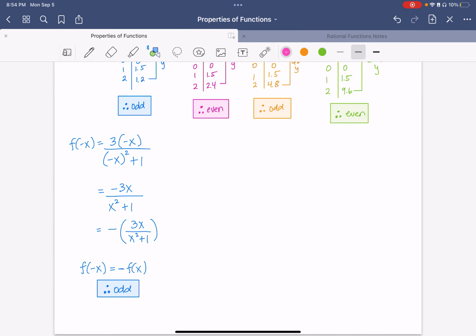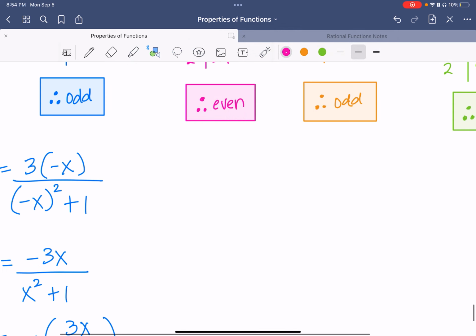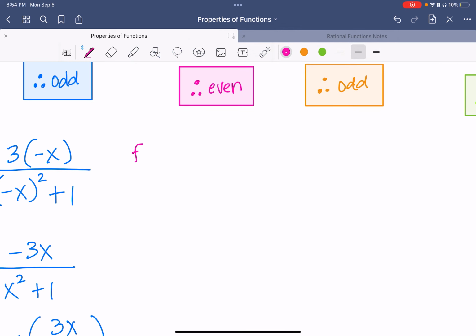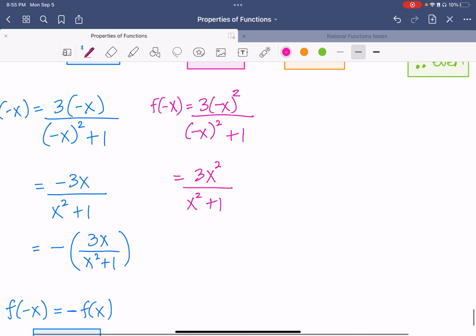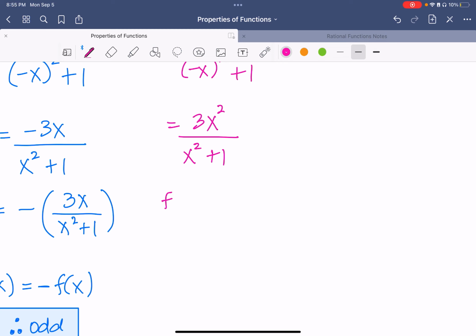Let's try it again with the second one. Okay, so everywhere there was an x in the original, I'm going to plug in a negative x. Okay, so 3 times negative x squared over negative x squared plus 1. Okay, negative x squared is positive x squared, so that's just going to be 3x squared on the top, x squared at the bottom plus 1. And if you compare it, they are the same as the one at the top. So when I plugged in a negative x, it was equal to the original f of x at the top of the screen. And when that happens, it is even.